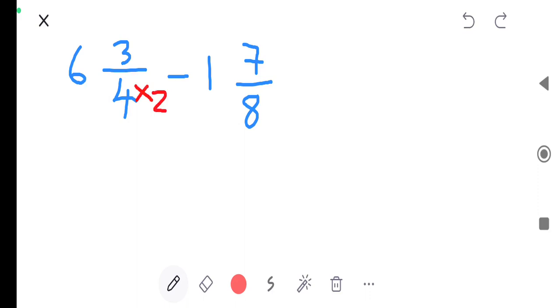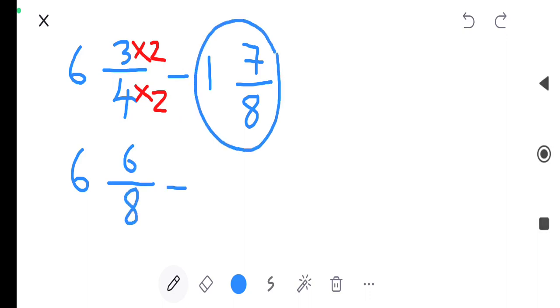And then whatever you do to the bottom, you must do the same thing to the top. So go to the top and also do times 2. Okay? So you write your 6 again, then you multiply. 3 times 2 is what? 6 over 4 times 2 is what? 8 minus. Then you write this mixed number again, which is one whole number, 7 over 8.